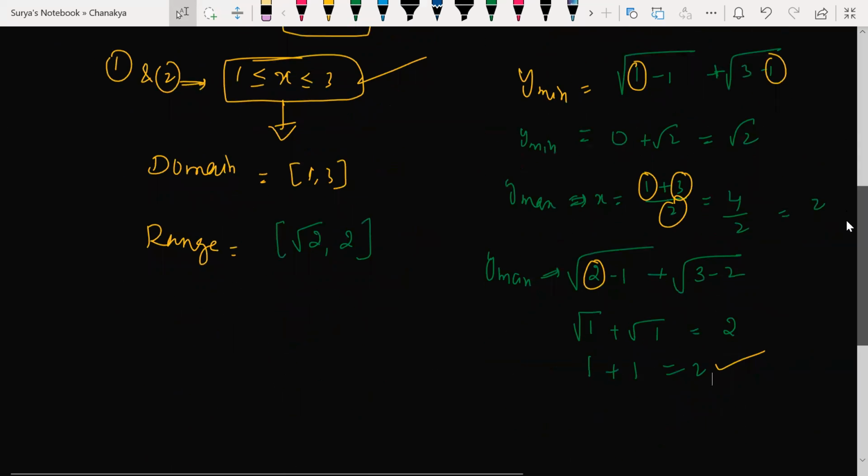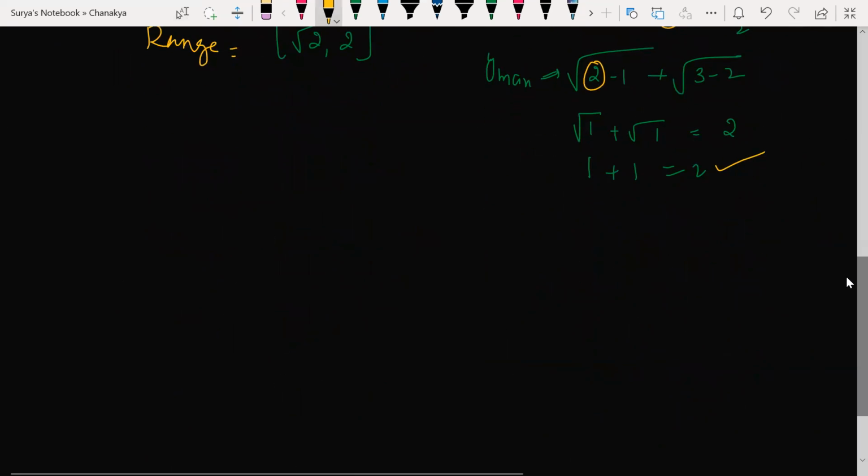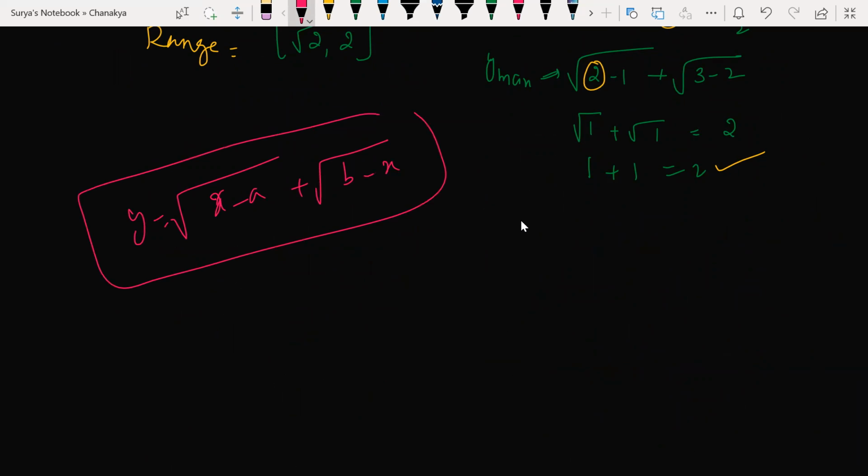Next question. Next type of function is the logarithmic function. Any doubts here? Tell me. Whenever you get a question like y is equal to square root of x minus a plus square root of b minus x, in this type of questions, for finding y minimum value, you have to take x values as a comma b.